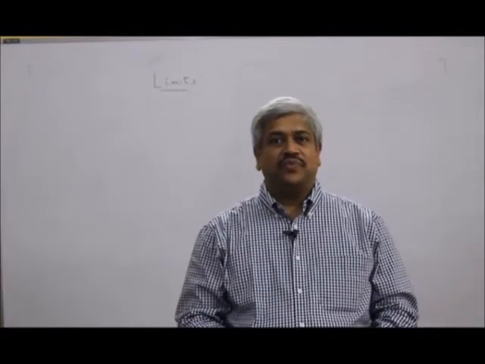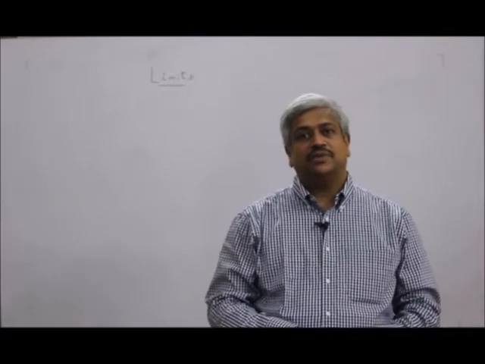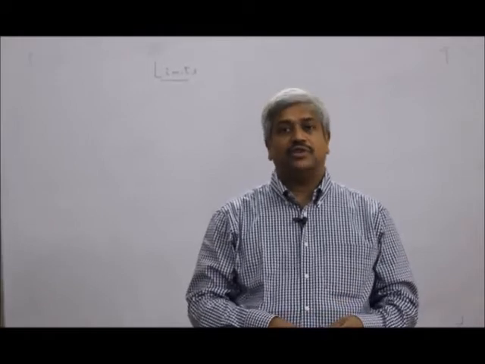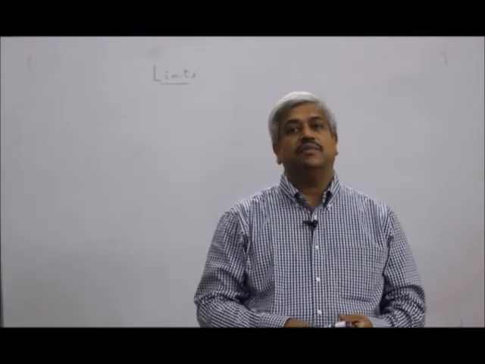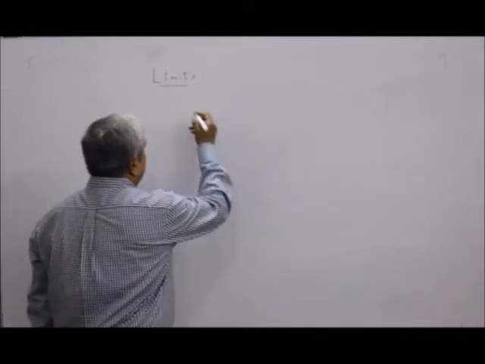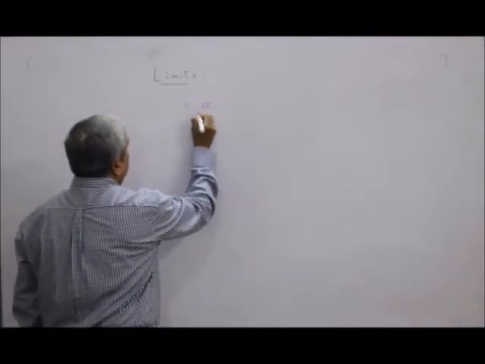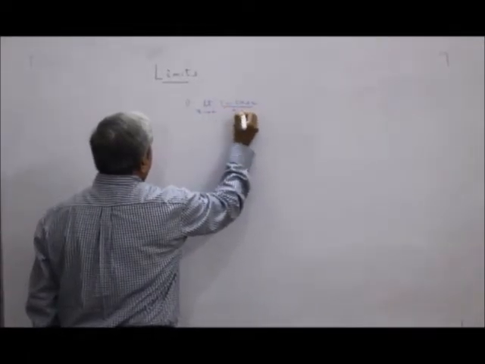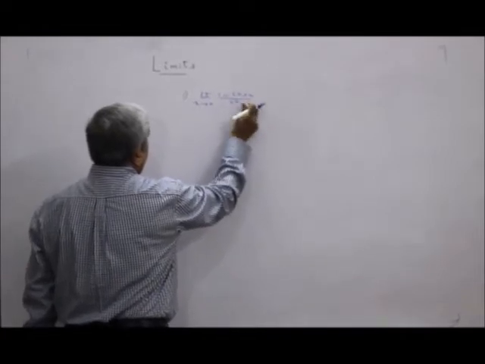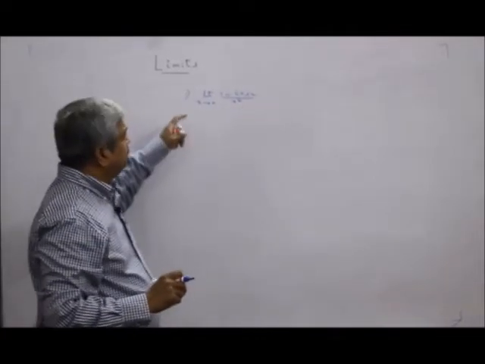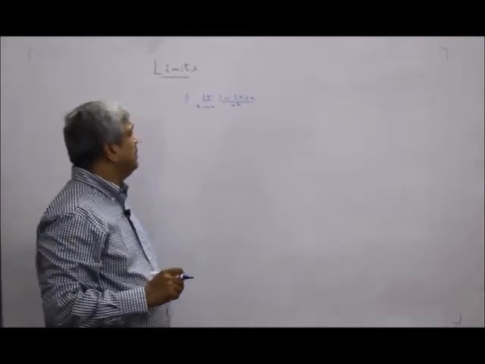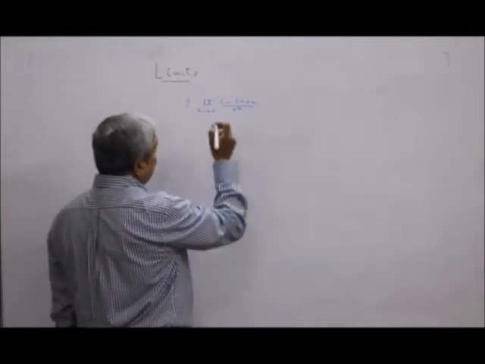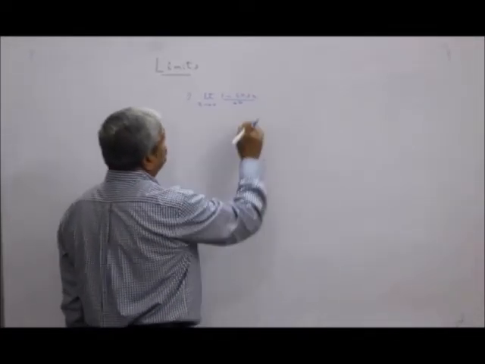Now I am going to teach you how to solve problems using L'Hospital's rule, which will be helpful for solving problems in limits. Suppose you have a problem of the type limit x tends to 0, (1 minus cos x) divided by x square. If you have to solve this problem using a formula, it will take more than 1 minute. So I will teach you how to solve this problem using L'Hospital's rule.